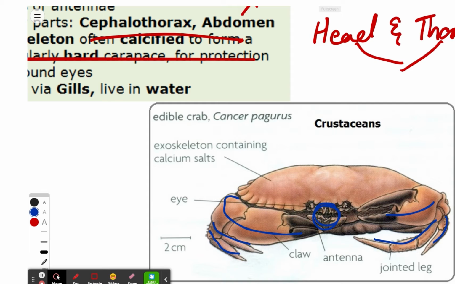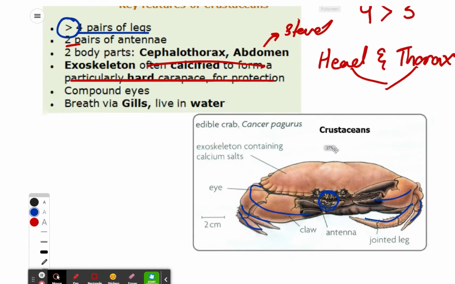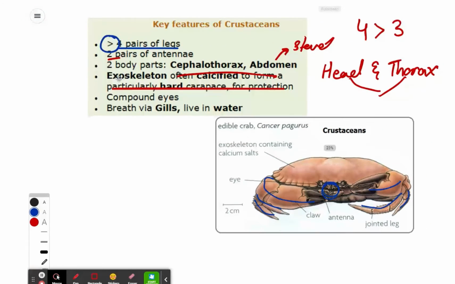Well, it's not a good picture. Don't worry, I'm going to show you another one. So 2 pairs, cephalothorax. If you see cephalothorax, the head area and thorax area are joined together. So an exoskeleton, 2 pairs of antenna. Remember, 2 pairs of antenna, more than 4 pairs of legs. Remember, class insect is different from class crustaceans. In class crustaceans, we have more than 4 pairs of legs. Over there, we just have 3 pairs of legs.